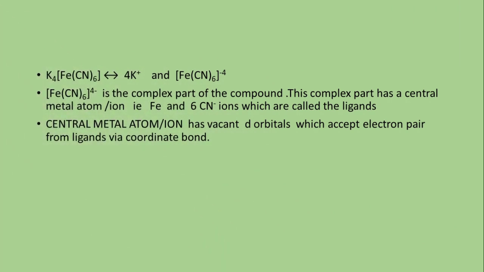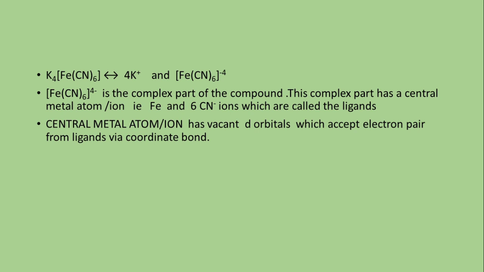Now, if you see the example again, K4[Fe(CN)6], the ionization gives K+ and [Fe(CN)6]4-. [Fe(CN)6]4- is the complex part of the compound. This complex part has a central metal atom or ion, that is Fe, and 6 CN- ions which are called the ligands.